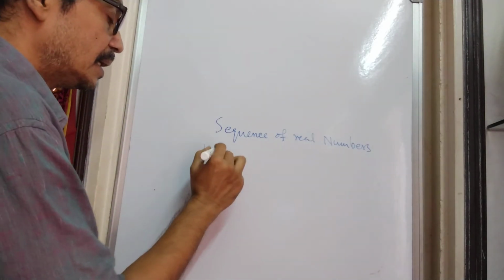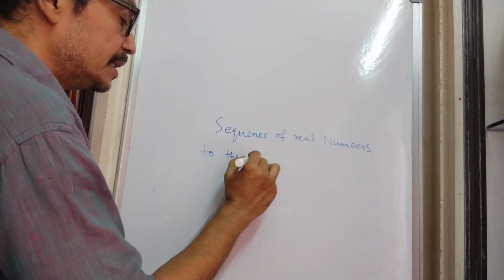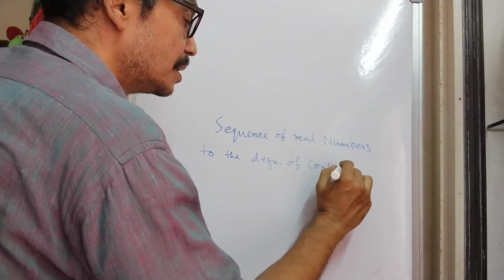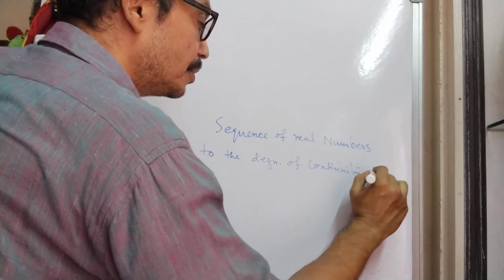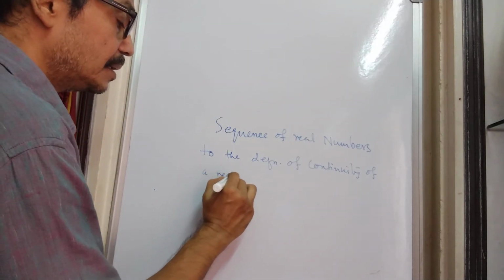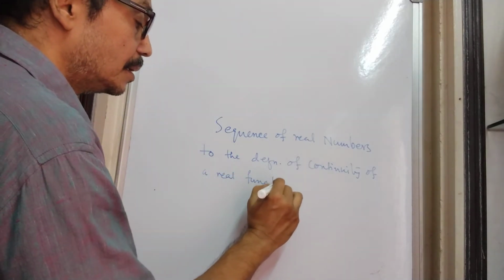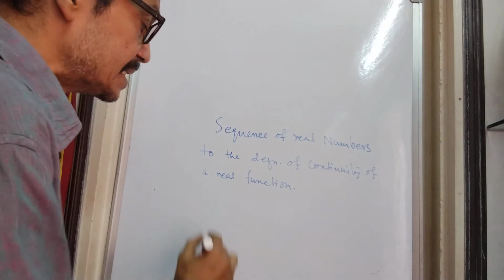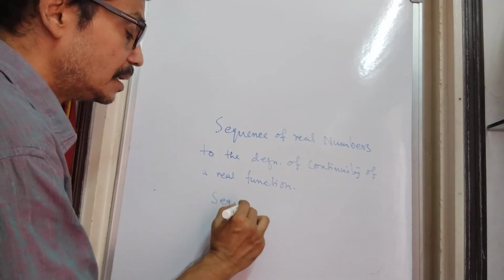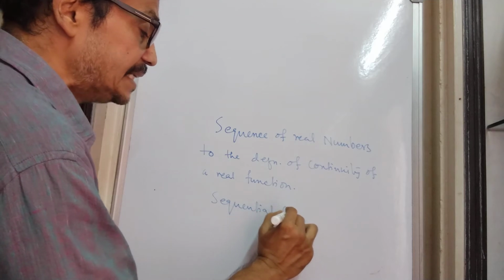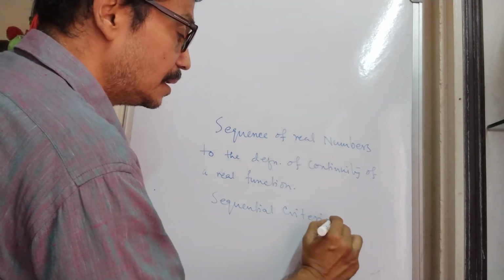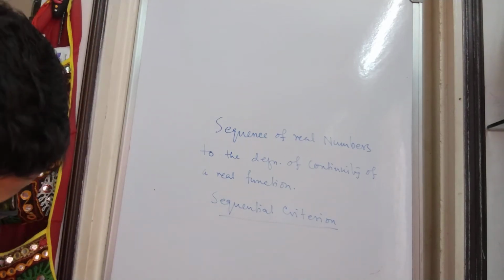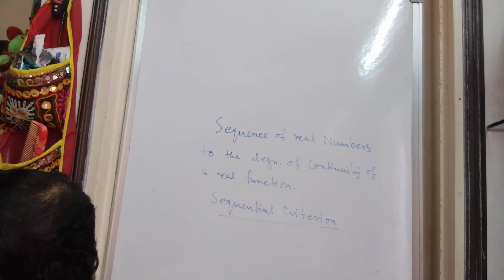to the definition of continuity of a real number. And this is termed as sequential criteria. Now, what does it actually mean?